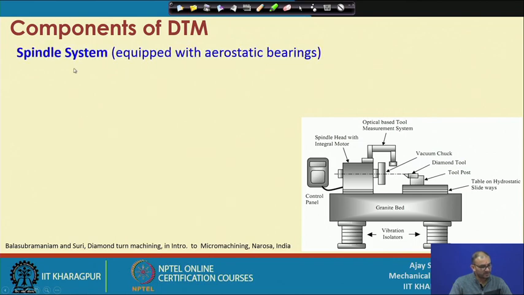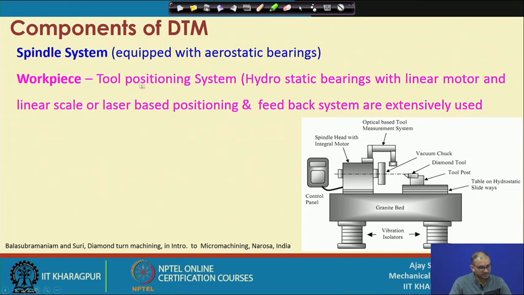Okay. So, the first thing is the spindle system. What are the different components here? It is the aerostatic spindle we use here, and that is the reason you have very high accuracy and repeatability in rotation. Workpiece positioning system: mostly it is a hydrostatic bearing with a linear motor and a linear scale, or laser-based positioning and feedback systems are extensively used. So, here for movement you can use the hydrostatic or the linear with a linear motor, because we have seen the advantage of the linear motor also, because it is on a magnet base and you will exactly get the required accuracy at a sub-nanometer level.